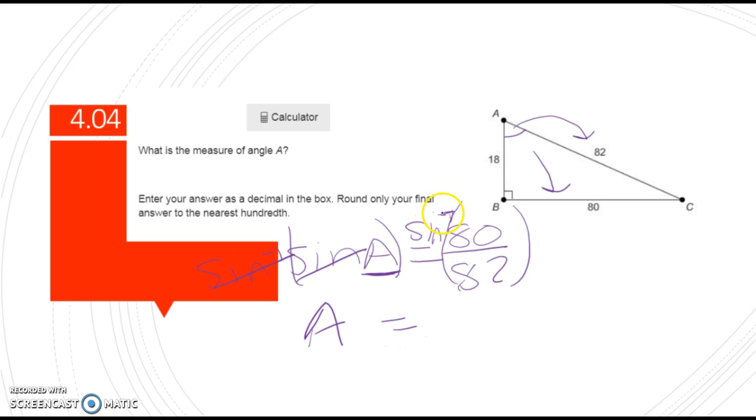And then we put it into our calculator. You will have a sine button in your calculator, and usually above it is inverse sine. So you would press second sine and it would bring up sine to the -1, and then you will put 80 over 82 in there.